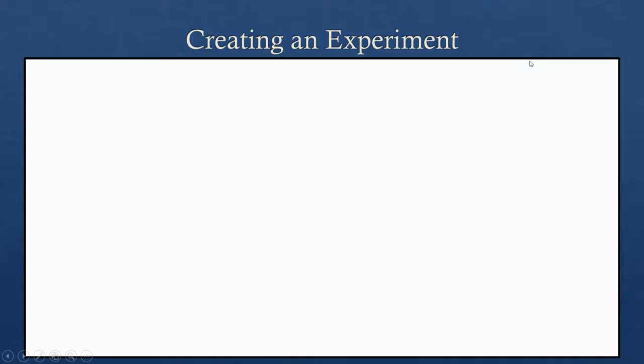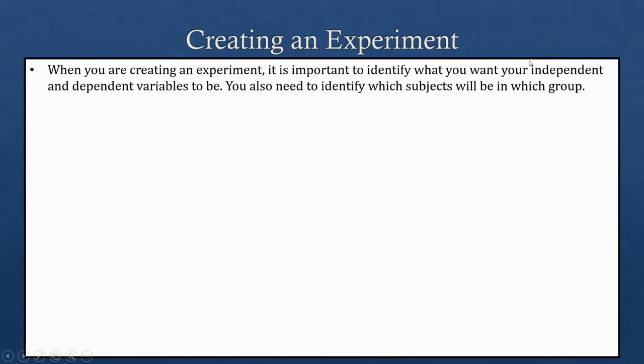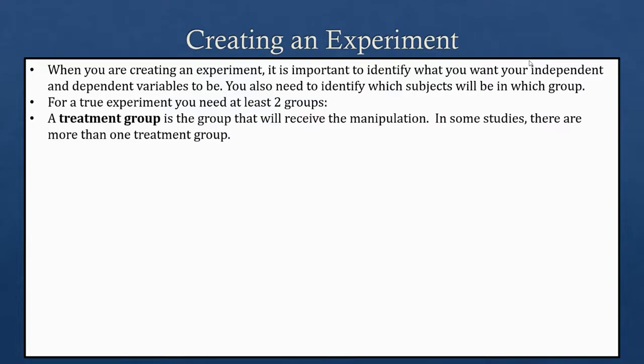So in order to create an experiment, it's important to identify what you want your independent and dependent variables to be, but then we also need to identify which subjects will be in which group. Whenever we do an experiment, we have to have different kinds of results to make comparisons. That's how we can tell if our manipulation actually worked or had any kind of influence on that dependent variable. So there are two groups, or at least two groups. Some studies actually have a lot more than that.